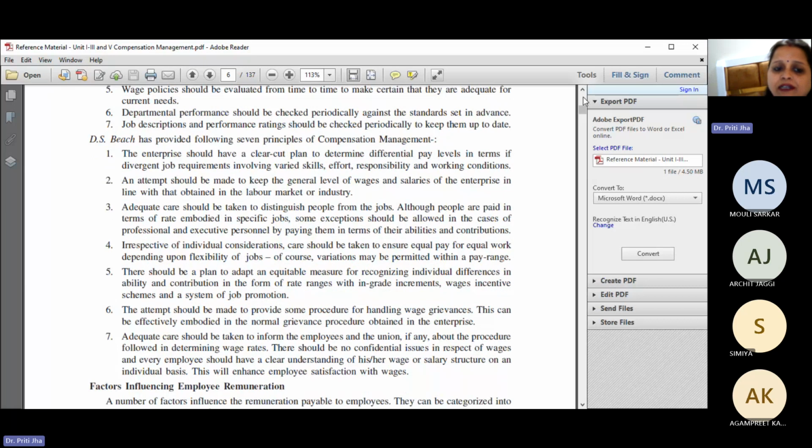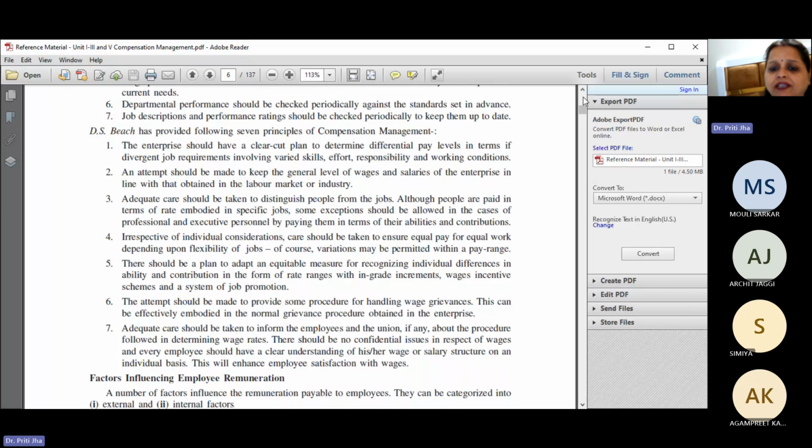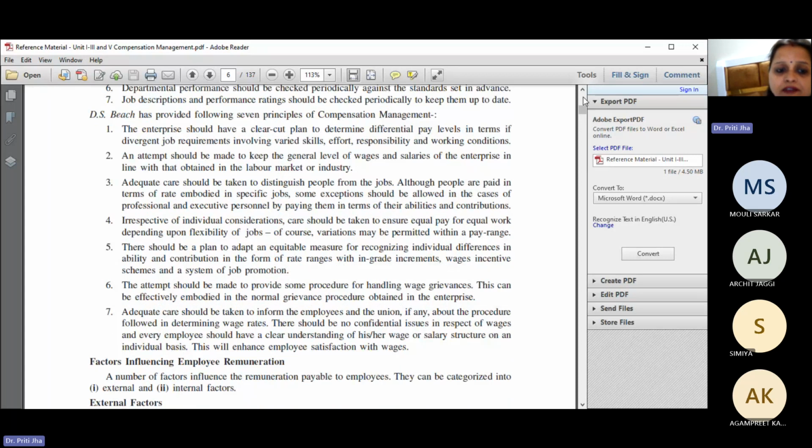The next principle is that an attempt should be made to provide some procedure for handling wage grievances. This can be effectively embodied in the normal grievance procedure obtained in the enterprise. And the last one is that adequate care should be taken to inform the employees and the union, if any, about the procedure followed in determining wage rates. So these are the principles of compensation management given by D.S. Beach.